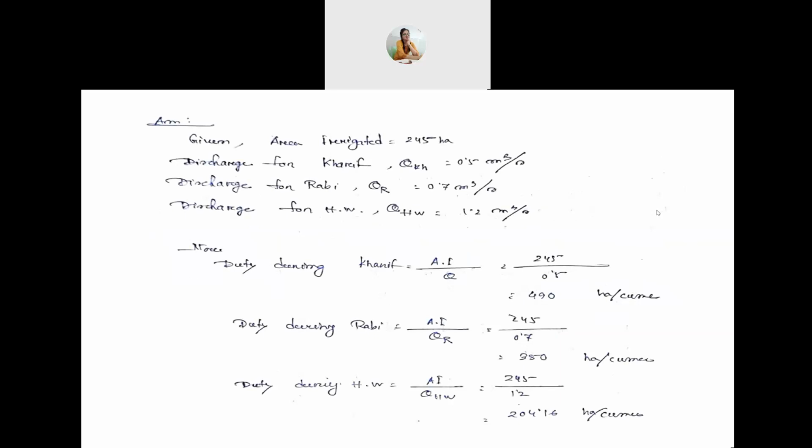So area irrigated was given as 245. Discharge for Kharif was 0.5. On dividing, we found the answer as 490 hectares per cumec. Duty during Rabi is 350 hectares per cumec. Duty during hot weather is 204.16 hectares per cumec. You can note down this answer if you want to, but I will be sharing this slide with you.